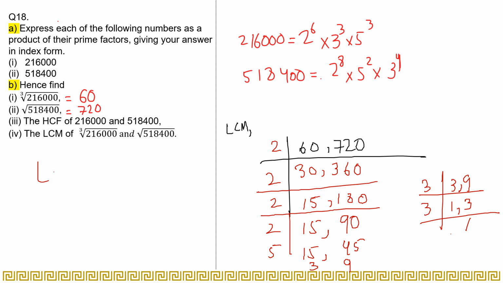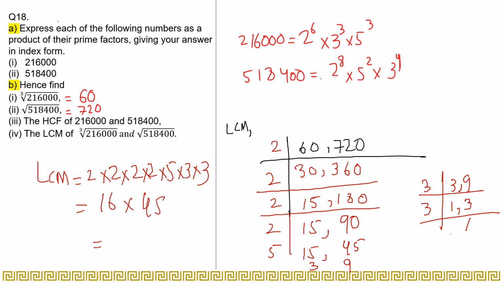So let's see, the LCM will be 2 multiplied by 2 multiplied by 2 multiplied by 2 multiplied by 5 multiplied by 3 multiplied by 3, right? So 2 2 is 4, 4 2 is 8, 8 2 is 16, multiplied by 5 3 is 15, and 15 multiplied by 3 is 45, right? And 45 multiplied by 16 is 720. So that means the LCM for these two numbers will be 720.